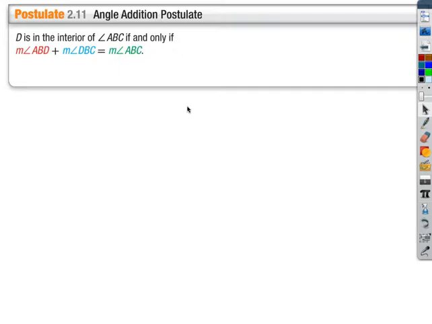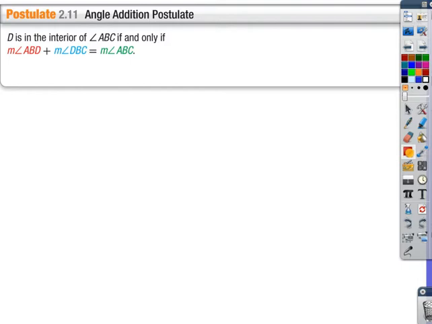A lot of times in geometry, things are a lot easier to understand if you have a visual. So we're going to draw out a visual to match what this is saying in words and symbols. So D is in the interior of angle ABC. So it sounds to me like I need an angle.